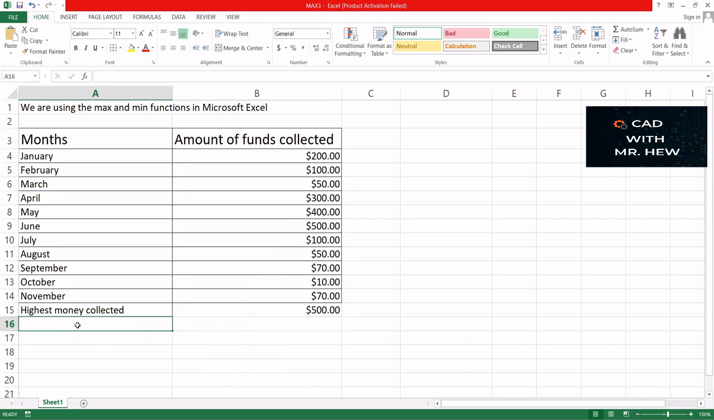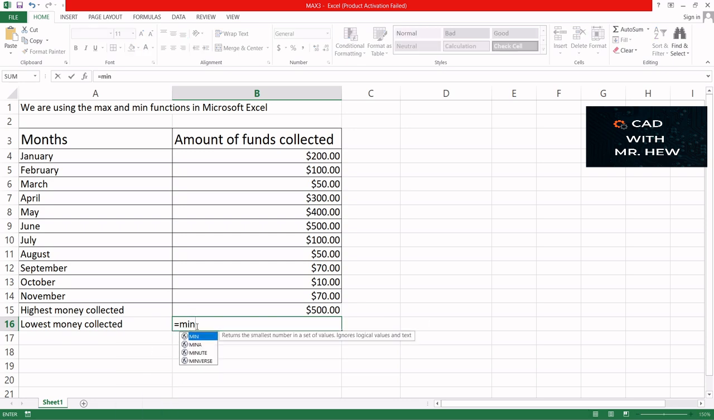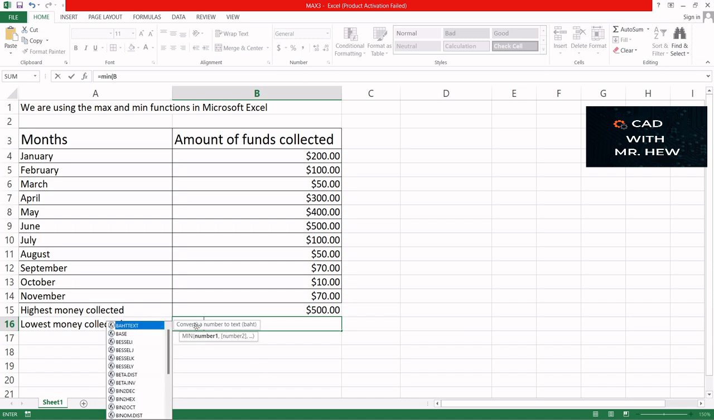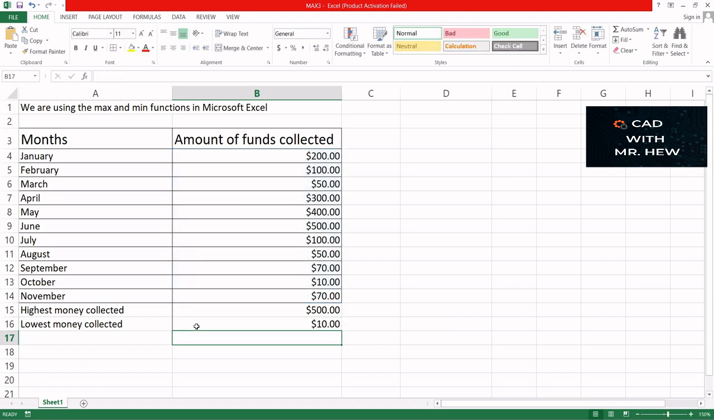The next function we're going to use is min. So we'll type a label, lowest money collected, and in the next cell, with the cell address B16, we're going to type equal min, open bracket, and the range for the cells from the period January to November, the range would be B4 colon B14 close bracket, and then you press enter on the keyboard.